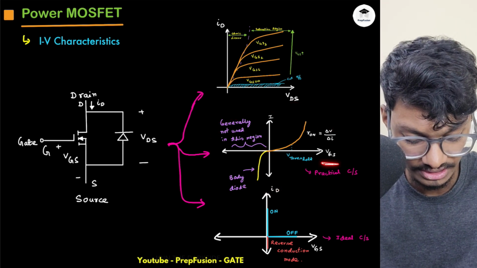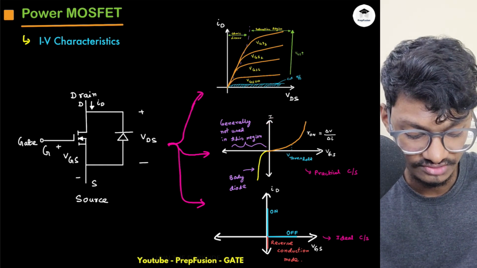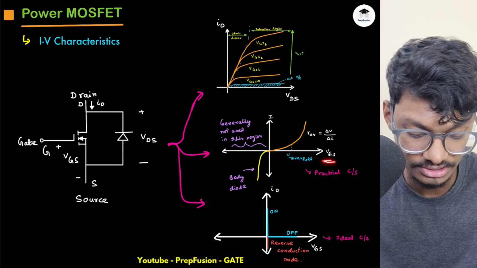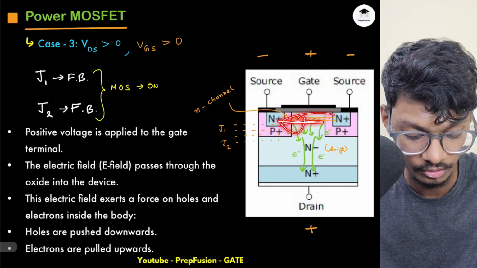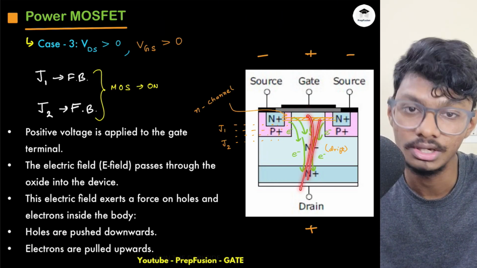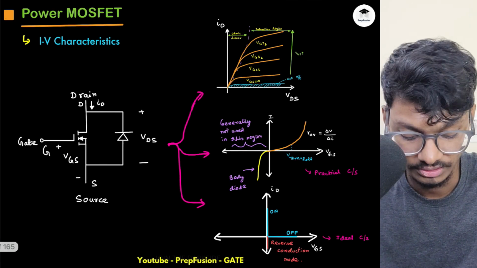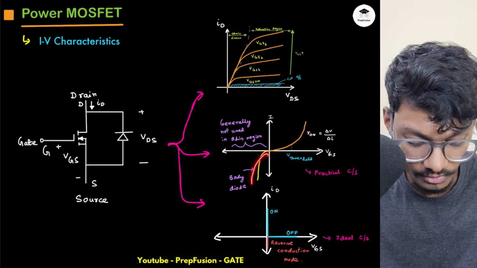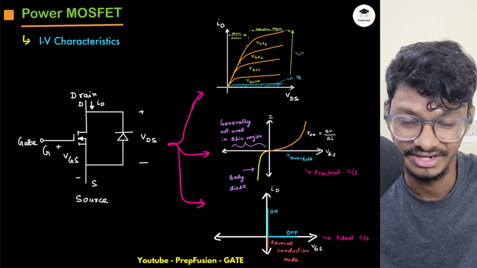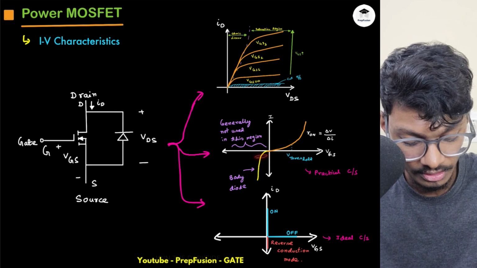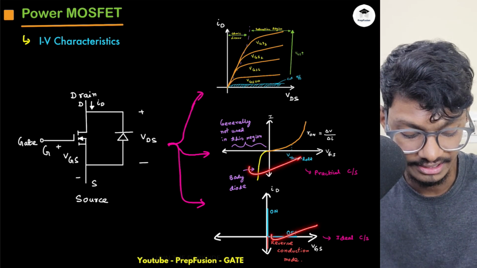So this is the VGS and this is the current I. As VGS keeps on increasing, the current I will also keep on increasing because the N channel will be stronger and more electrons will be present here, and more current will flow. The current flow in the reverse direction is due to the body diode. So it generally blocks a very low amount of voltage. This is the practical characteristics and this is the ideal characteristics.